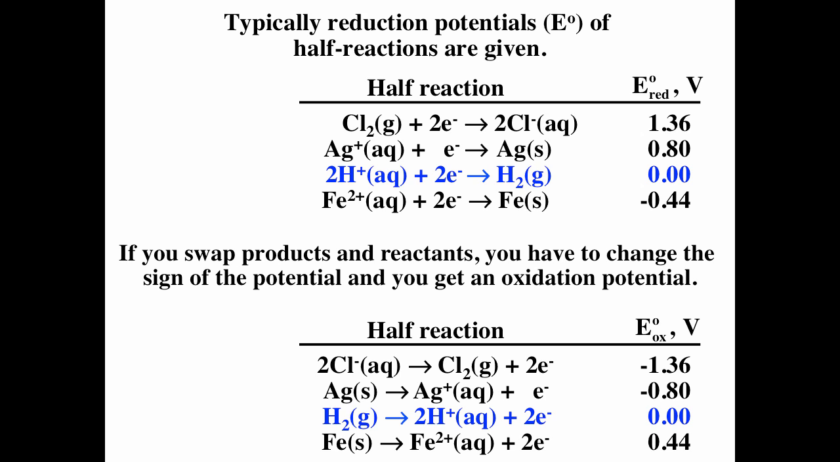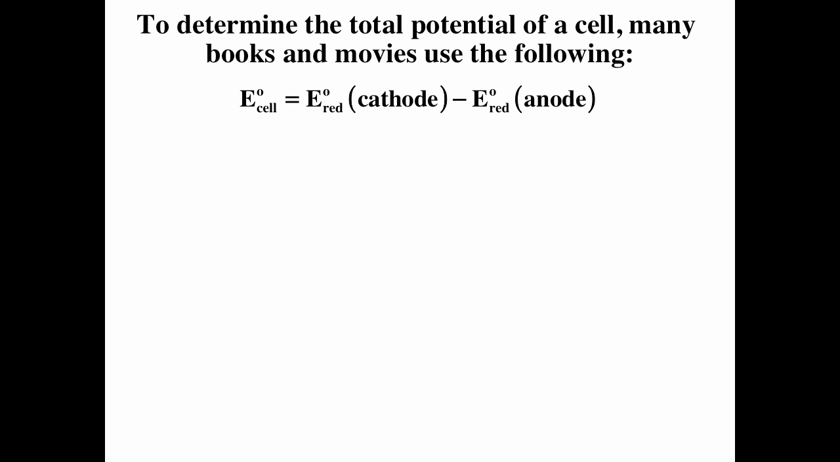Now there are two ways of actually determining the cell potential. One is by taking the reduction potential plus the oxidation potential, which is the way I prefer. Another way is taking the reduction potential at the cathode minus the reduction potential at the anode. Now to me this is a little bit less intuitive, but they are exactly equivalent. The anode is where the oxidation occurs. You can remember that because anode and oxidation are vowels. Cathode is where the reduction occurs. You can remember that because cathode and reduction are consonants.